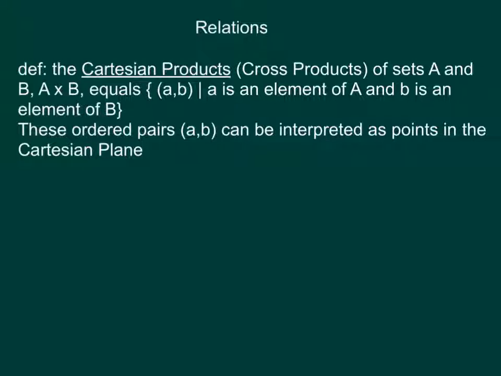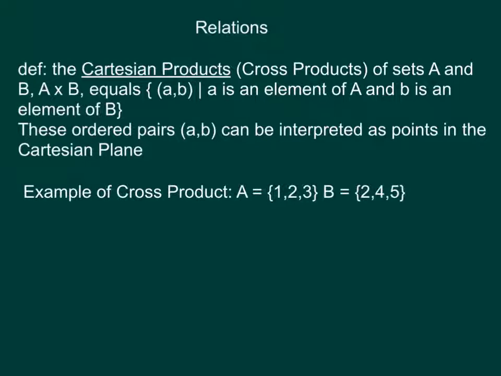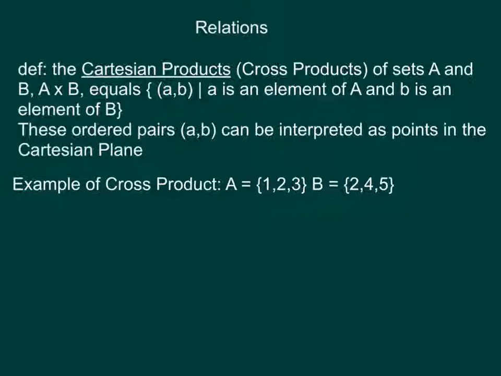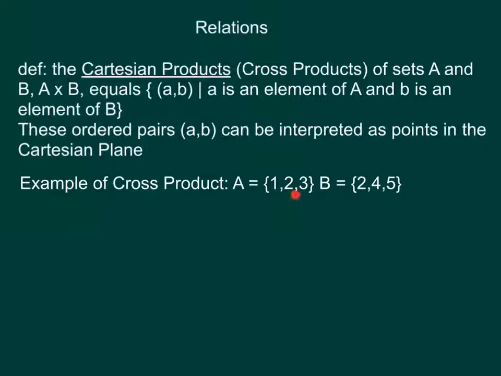The Cartesian product, also known as the cross product of sets A and B, written A cross B, equals the ordered pairs (a, b) such that a is an element of A and b is an element of B. These ordered pairs (a, b) can be interpreted as points in the Cartesian plane. For our first example of a cross product, we will look at the sets A, which is equal to {1, 2, 3}, and B, which is the set {2, 4, 5}.